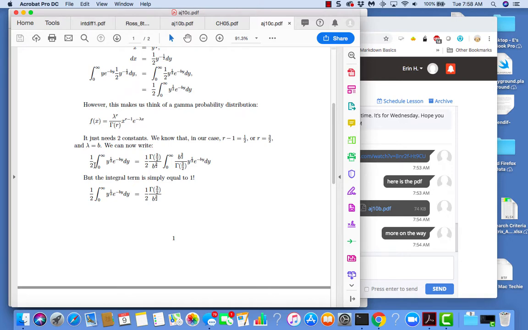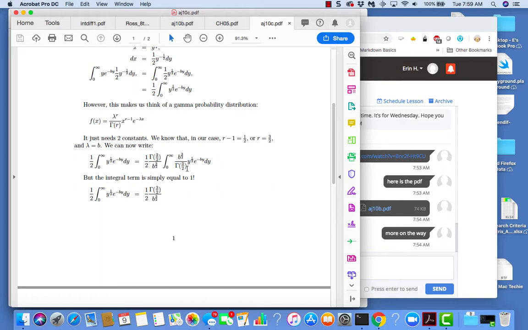So what I can do, I'll take my expression, I'll put in the constants on the inside that's going to make that go to a gamma. So I know that I have y to the 1/2 power. So that 1/2 is equal to r minus 1. So I have r minus 1 is equal to 1/2, or r is equal to 3/2. Now, again, going with turning this into a gamma, I want to have my lambda is just the power that I'm raising the e to, the constant power. So in this case, it's just b.